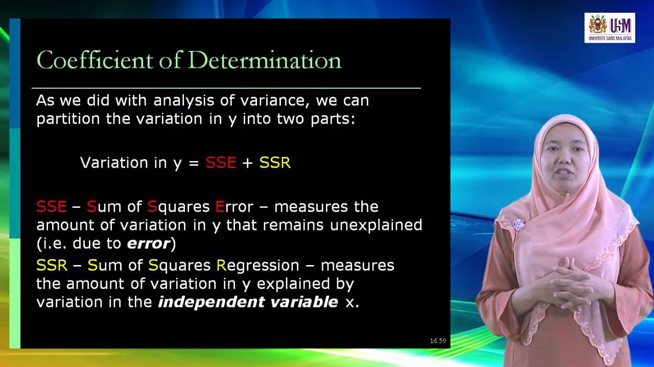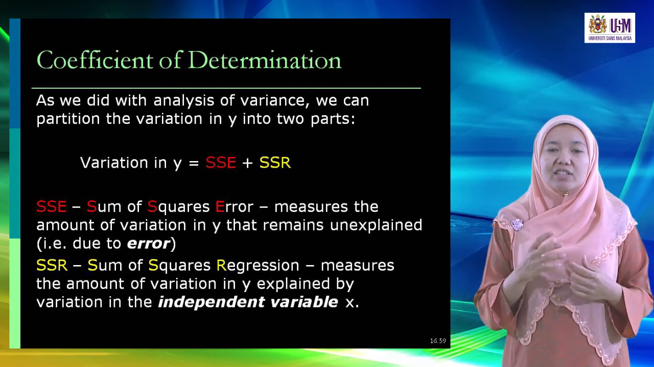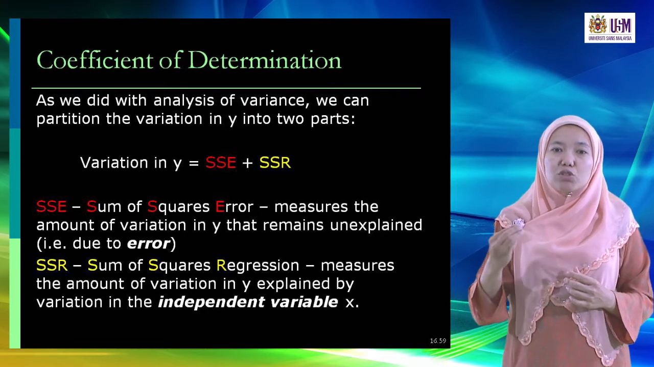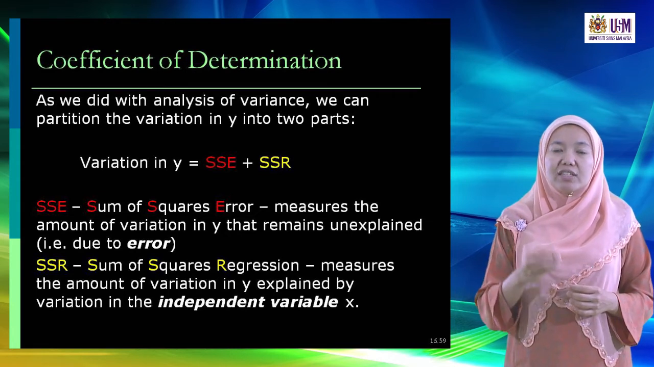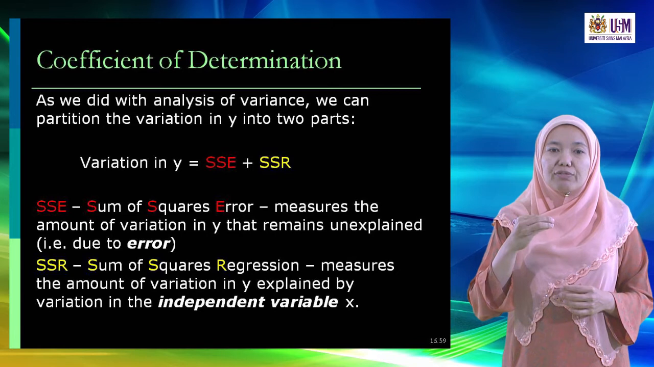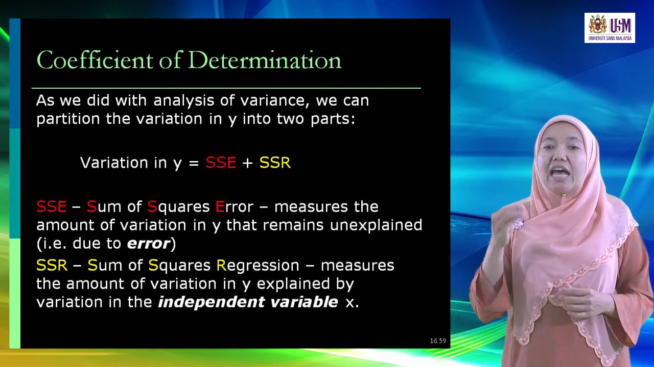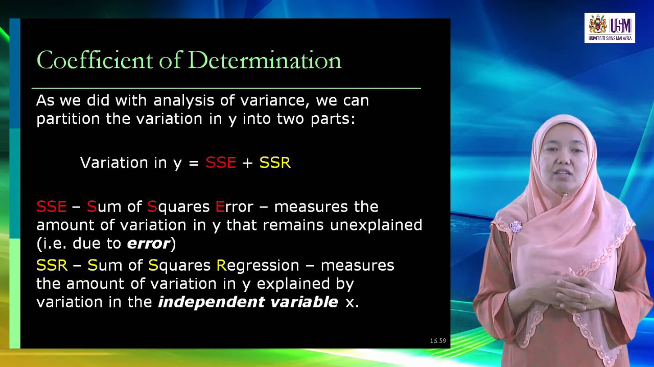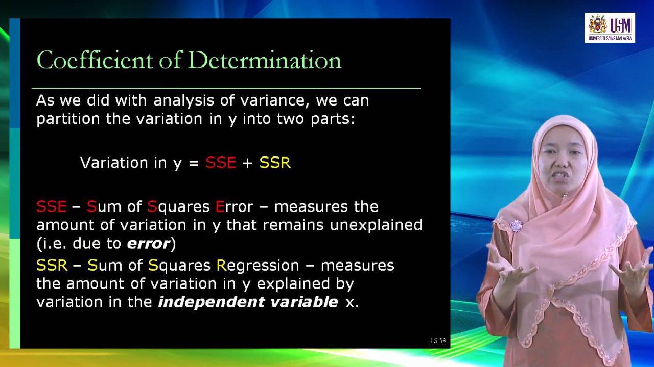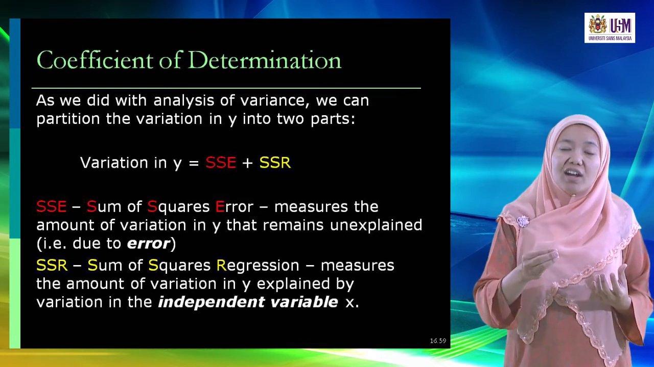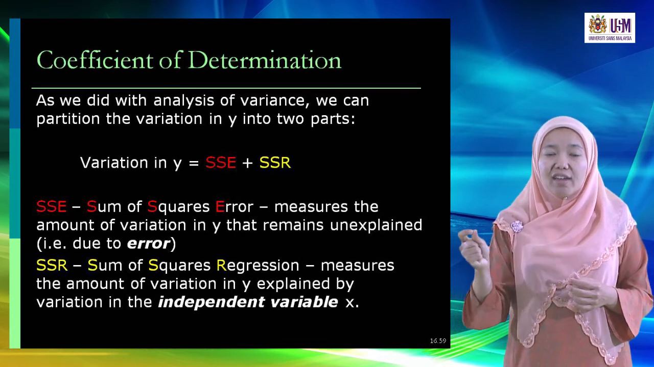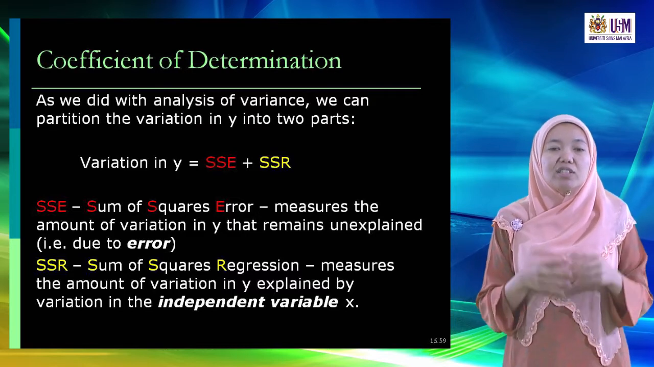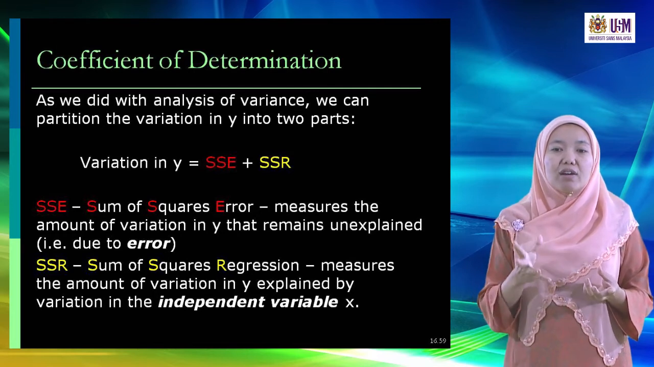We're still discussing the coefficient of determination, similar to what we are going to discuss in the next topic, analysis of variance or ANOVA. We can partition the variation in Y into two parts: the sum of square error, SSE, and the sum of square of regression, SSR. If you look at the slide, SSE stands for sum of square error. It measures the amount of variation in Y that remains unexplained, which is due to error. While SSR is the sum of square regression, which measures the amount of variation in Y which is explained by variation in the independent variable X.